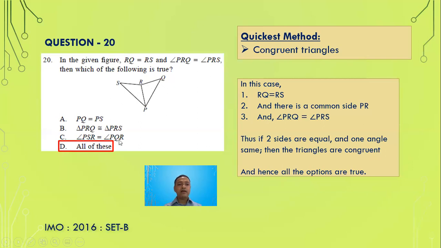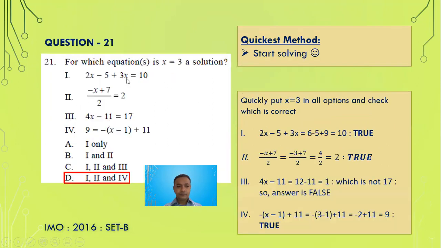In congruent triangles, all the sides will be of the same length and all the angles will be of the same measurement. So PQ is equal to PS. Then triangle PRQ is congruent to triangle PRS. Angle PSR is equal to angle PQR, because both triangles are congruent, isn't it?